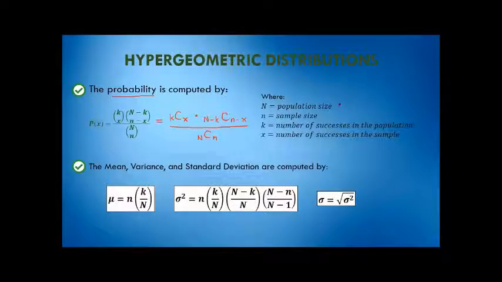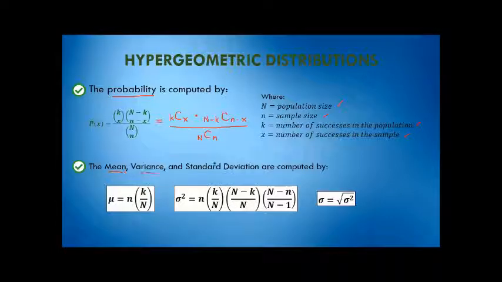So, capital N is population size. So, kung ilan lahat yung population. Then, sample size is small n. Kung ilan yung kukunin mo sa population. K is the number of successes in the population. Then, X is the number of successes in the sample. Okay? So, take note na K is the number of successes in the population while X is the number of success in the sample.